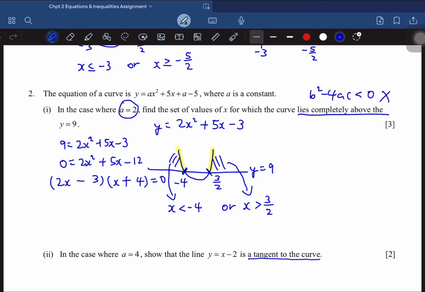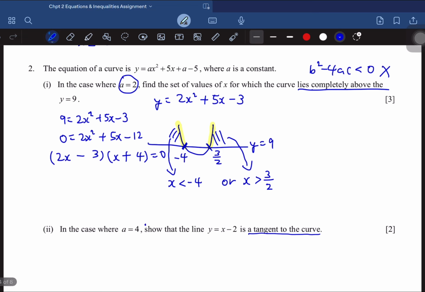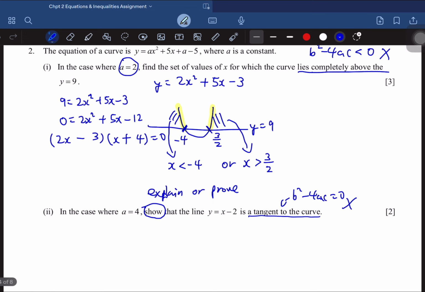Okay, so now the second part. In the case whereby a is 4, now a should become 4, show that the line is tangent to the curve. Whenever in mathematics we are asked to show, we are not allowed to use discriminant. Although most students, when they see tangent to the curve, will say b squared minus 4ac equals to 0. This is not allowed. When we are asked to show, explain, or prove, for example, we only can find the discriminant value b squared minus 4ac, then from the value, deduce that it is equals to what. Then we can proceed.